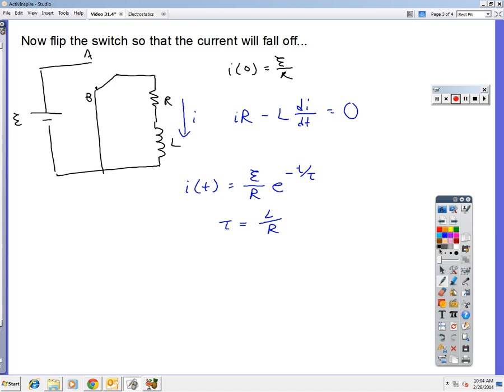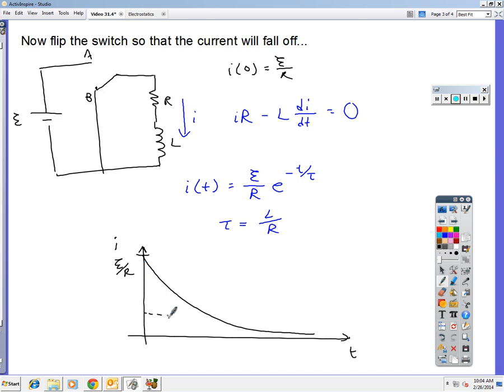If you graph it as a function of time, the current asymptotically approaches 0, and the initial value is E over R. The time it takes to fall by 63% is the time constant. So 0.37 of E over R. The time when it gets there is the time constant tau.